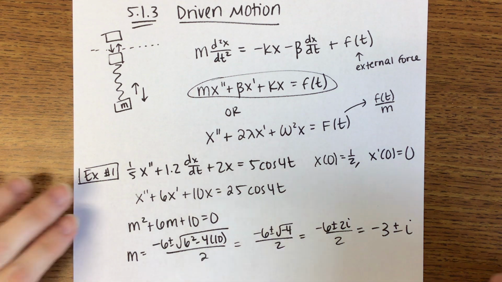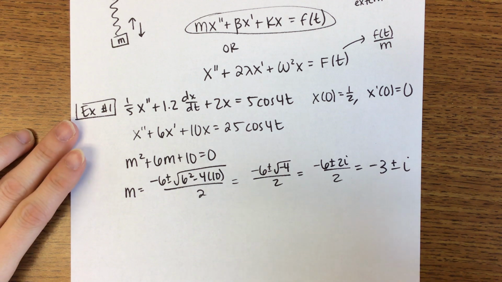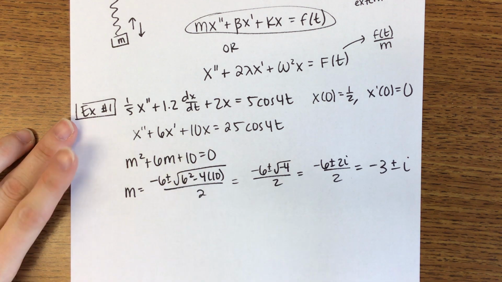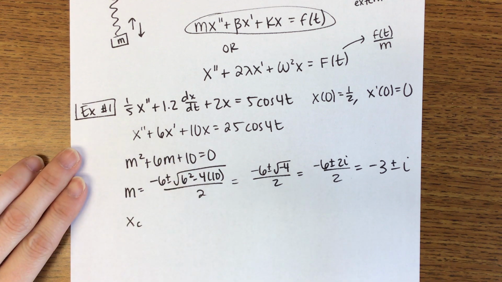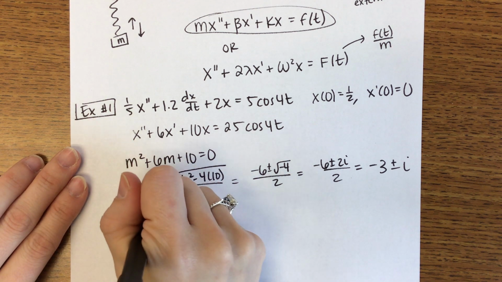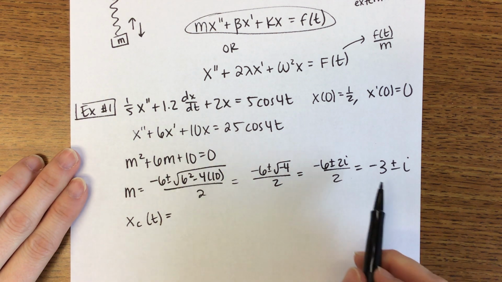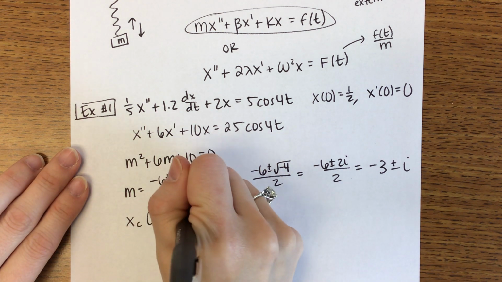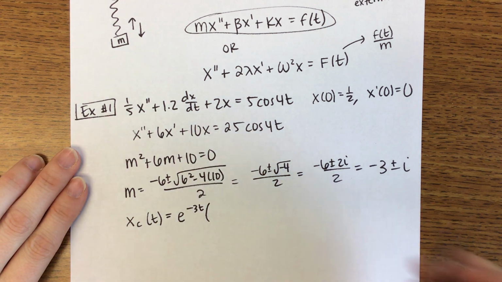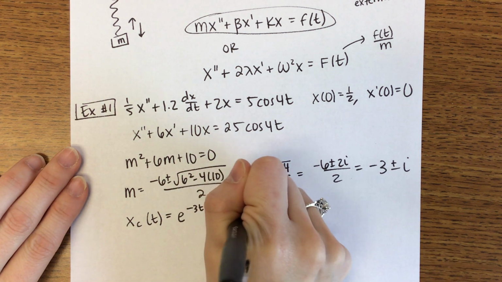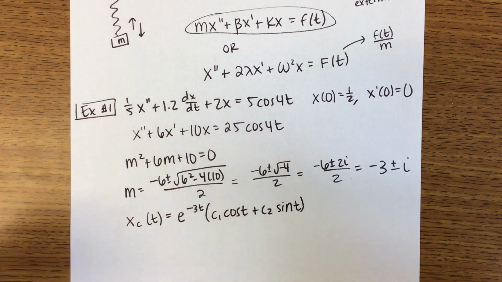Now, if we remember, for a non-homogeneous equation, you're going to get a complementary solution and a particular solution. This helps us find the complementary solution. Be careful with your notation. Remember that it's x and not y. So that negative 3 will be e to the negative 3t. And then we get c1 cosine of t plus c2 sine of t.